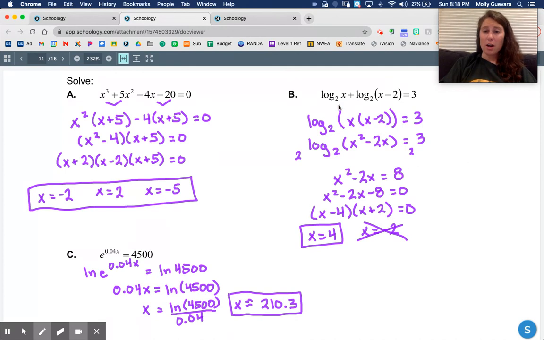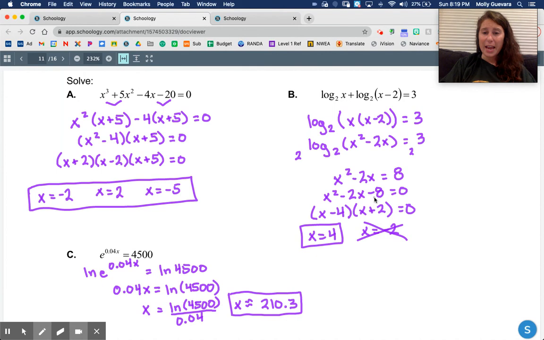For B, our logs, remember that I can combine this into one log if I multiply. So I'm multiplying x by x minus 2, which I did here. And so that's how I got x squared minus 2x. I distributed that x. Since I only have one log on one side, I can raise this to the base of 2. Okay, so that cancels my log. So that gets me x squared minus 2x. And then 2 to the third is 8.